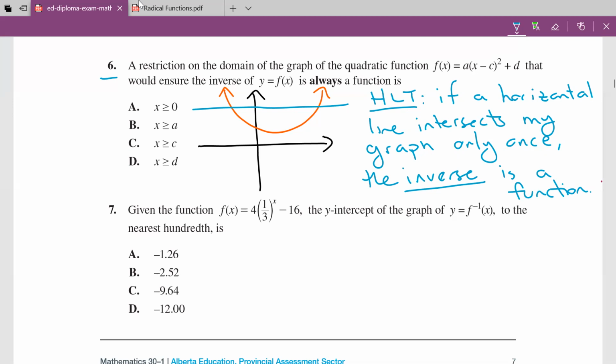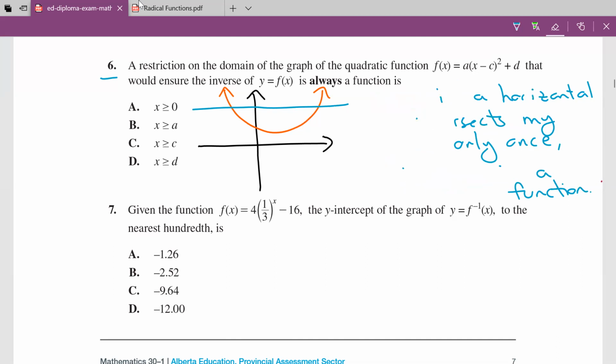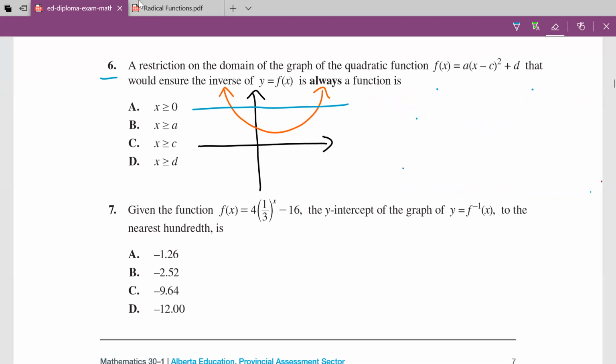Okay, so I look at this graph. How many times does my horizontal line cross my graph? It crosses it twice. It intersects it twice. So what that tells me is that my inverse is not a function. Now that I understand that, we can actually answer the question. The question says, what are we going to do to the original domain so that our inverse is a function?